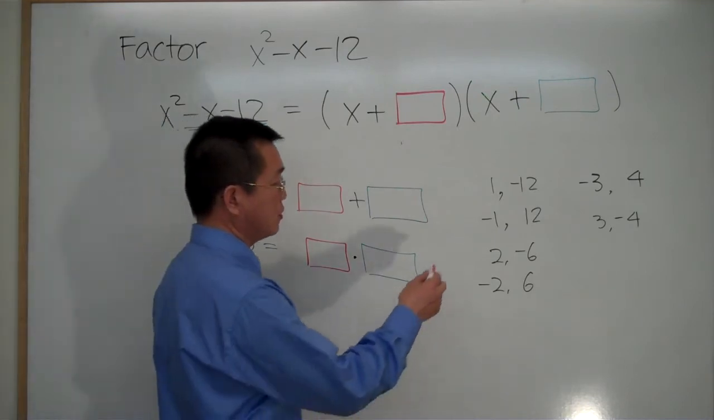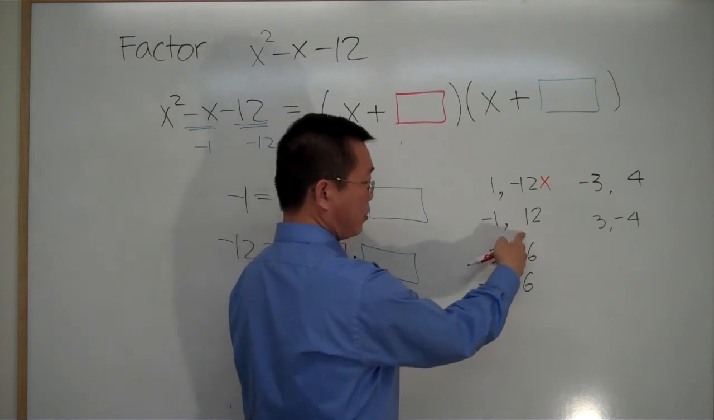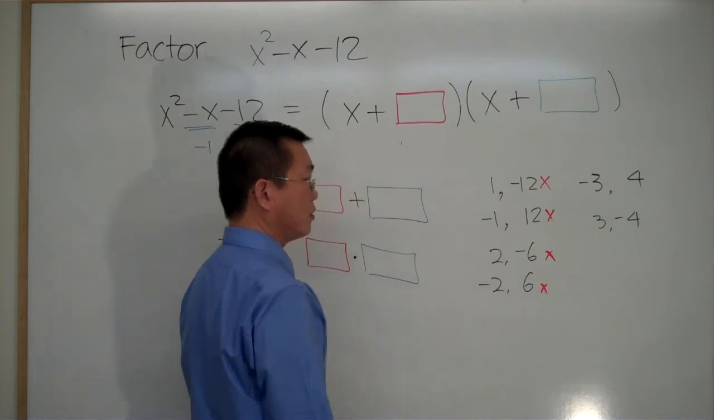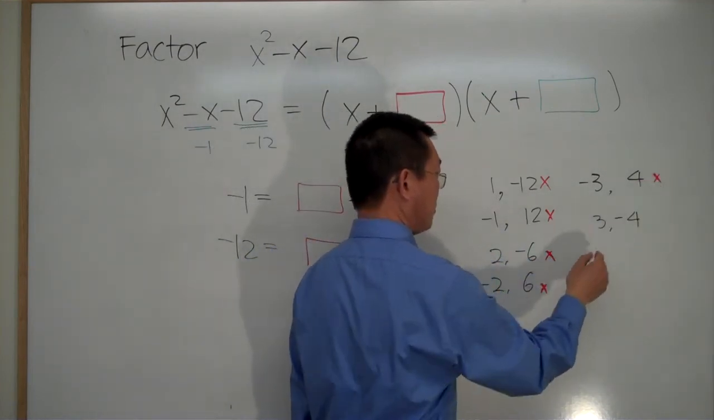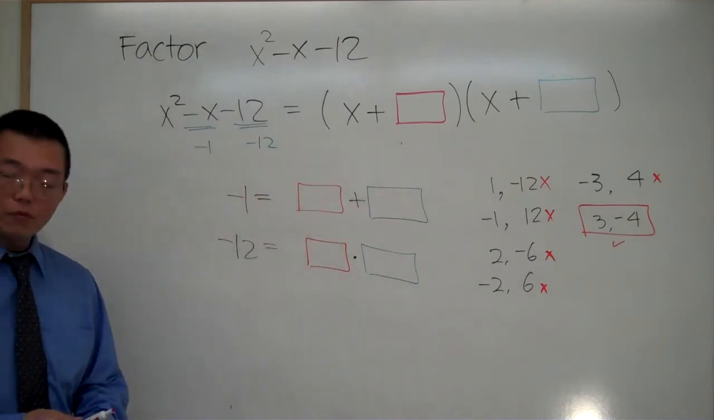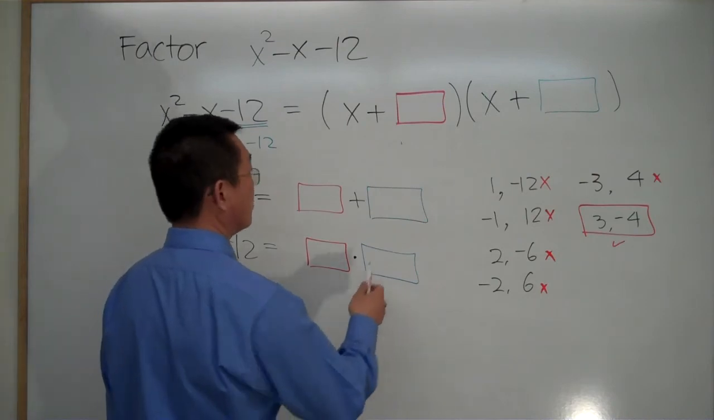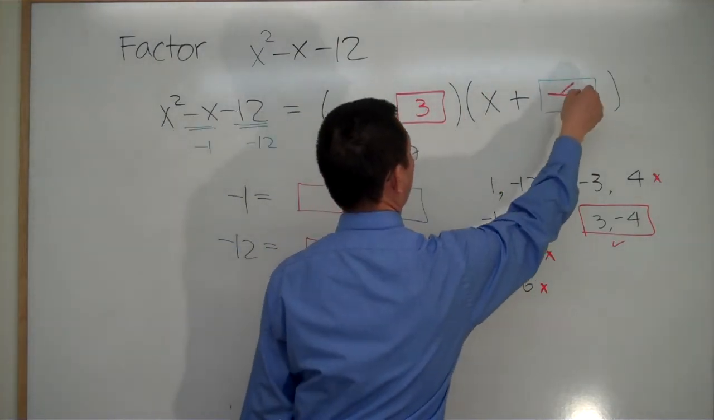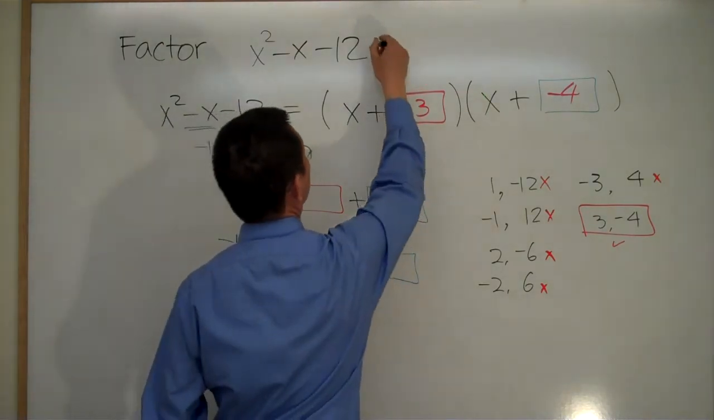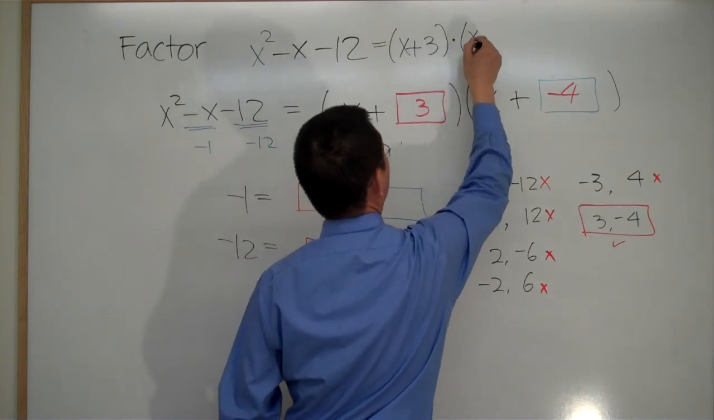Let's see if this one works. This one doesn't work. This pair doesn't total -1. This pair does not total -1. This pair does not total -1. This pair does not total -1. This one does. Check. So 3 and -4 will be my only possible choice here. So I will put 3 and -4 here. Now our final answer is going to look like x plus 3 times x minus 4.